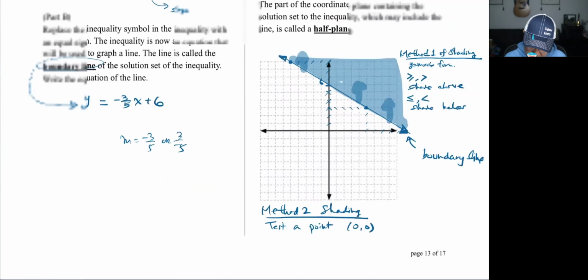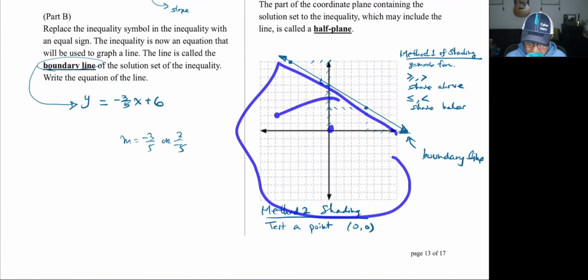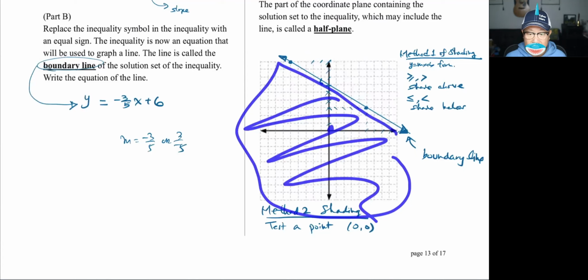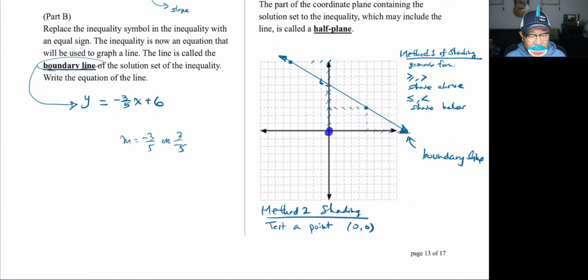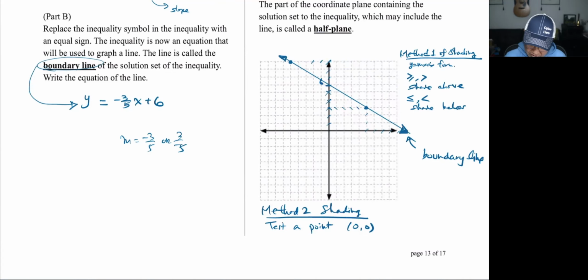Let's think about this for a second. Let's pretend that we didn't shade yet, like this. I'm going to plug in 0, 0. If it satisfies the equation, 0, 0 is right here, right? If it satisfies the equation, it means the whole thing needs to be shaded, right? If I plug in 0, 0 and it doesn't work, it means that we have to shade the other side. Is that making sense? Let's try that, shall we?